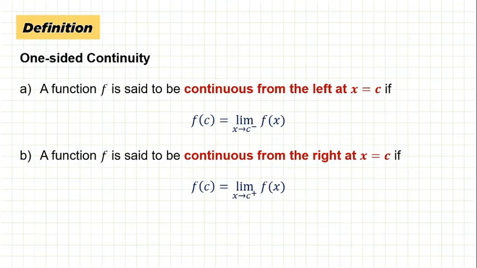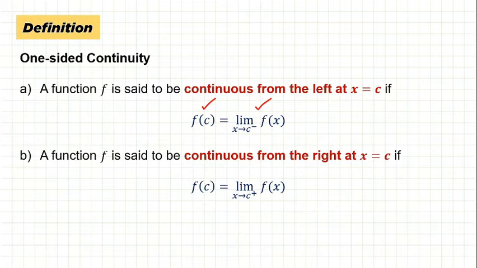Okay, so first, let's have this definition for the one-sided continuity. A function f is said to be continuous from the left at x equal to c if f of c is equal to the limit of f of x as x approaches c from the left. So if that happens, the function is continuous from the left at x equal to c. So dapat yung value ng function ay the same sa left hand limit ng function.